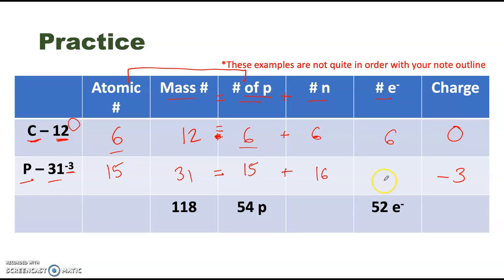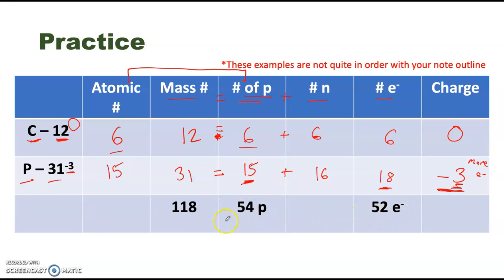Now, here's the trick with this one. I've got a -3 charge. That means I have more electrons. How many more? I have 3 more. Okay, so if I have 15 protons, I know that I have 3 more electrons. I have 18 electrons. So always ask yourself, okay, my charge is negative. Do I have more electrons or protons? More electrons. How many more? 3, -3 charge. That's good.